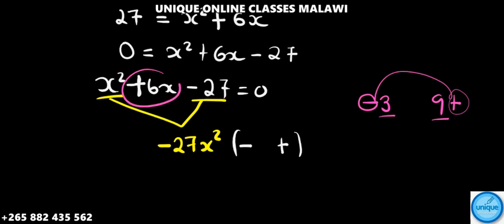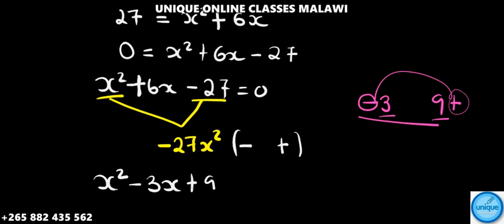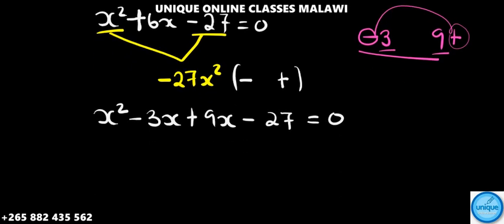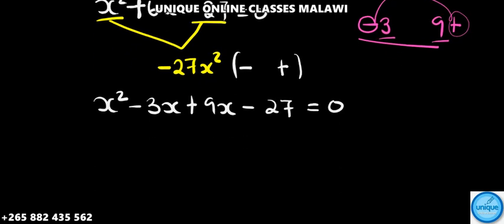So instead of writing this term here, we replace it with the factors. So we're going to have x squared, then minus 3x, then plus 9x, then minus 27 is equal to 0. Then next is to group or pair the terms.